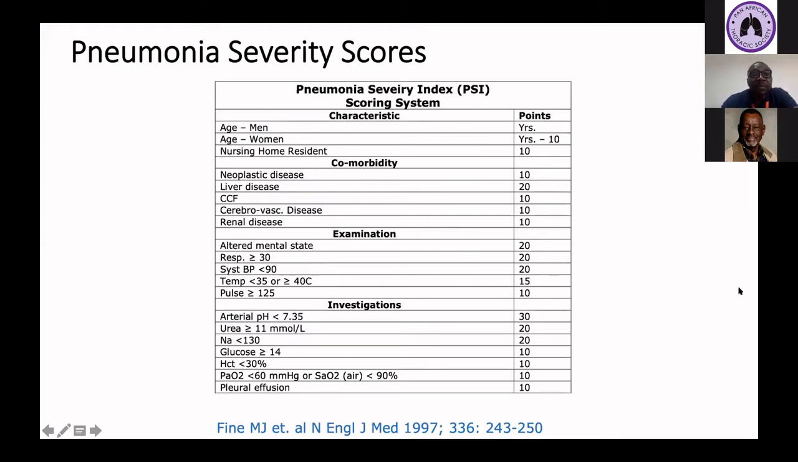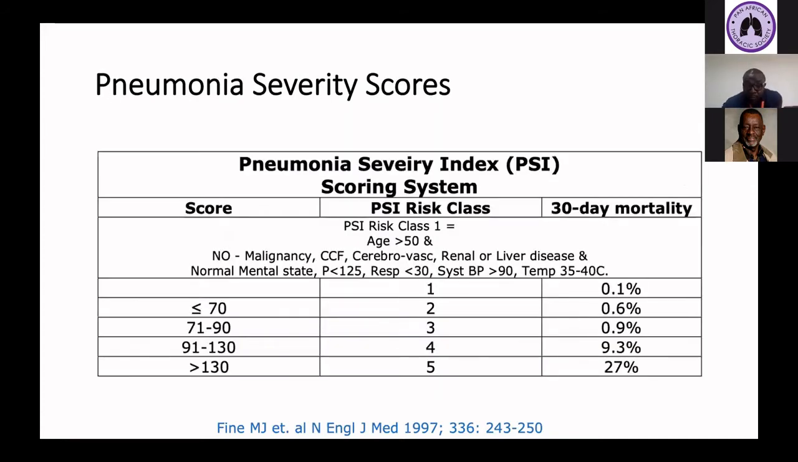This is the pneumonia severity score published by Fine, defining the pneumonia severity index, which is a little bit detailed with different items like comorbidity, examination, investigations, and their prognosis score. We can see that for a patient with a score of more than 130, we have a high rate of mortality. Almost 3 patients out of 10 have died within the month of the disease. We can also see that in patients with a score of less than 70, the mortality is very low.